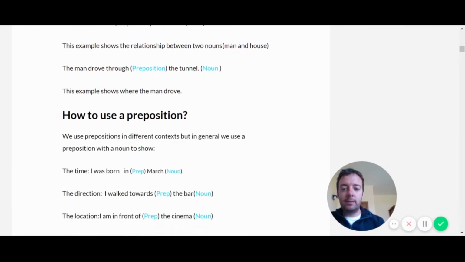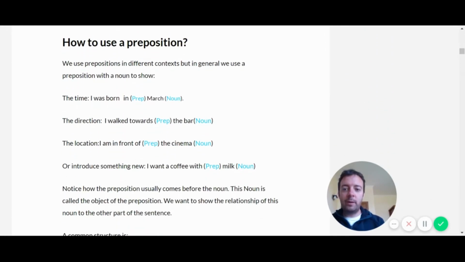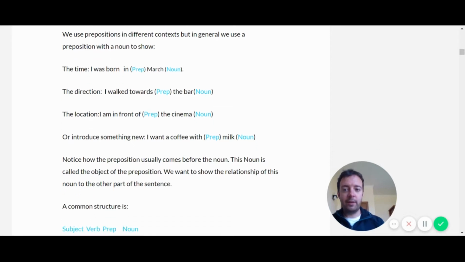So let's see how to use a preposition. We use prepositions in different contexts, but in general, we use a preposition with a noun to show the time. Okay. I was born in March. I start school at 9 o'clock. Okay, the time. The direction, this is very common. I walked towards the bar.